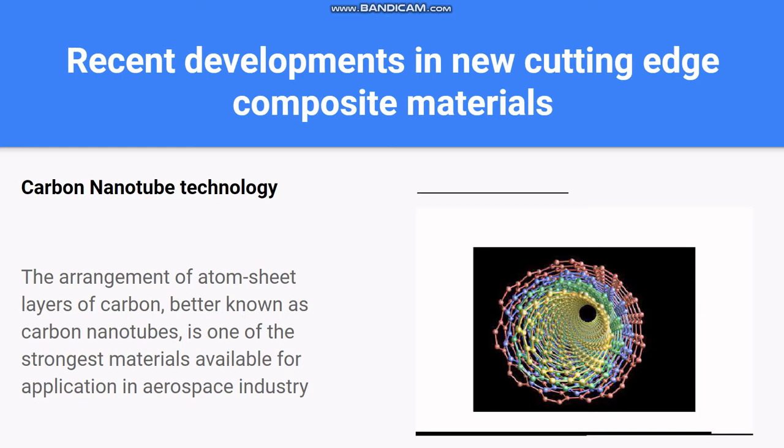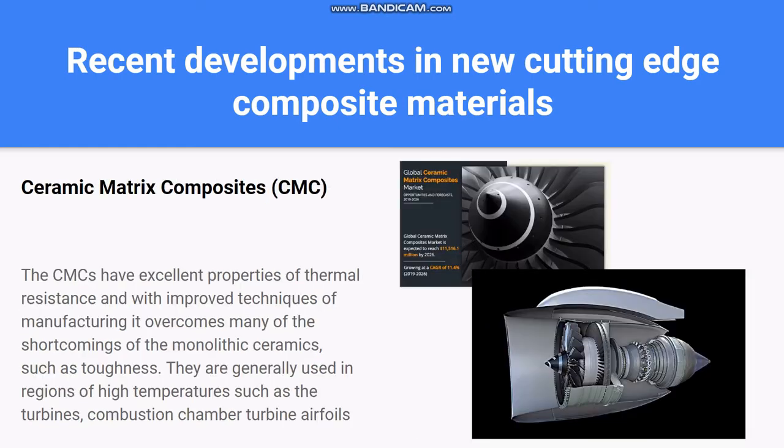There are also ceramic matrix composites, also known as CMC. The CMCs have excellent properties of thermal resistance, and with improved manufacturing techniques, they overcome many shortcomings of the monolithic ceramics that are somewhat used in today's airplanes. They have high toughness and are generally used in regions of high temperatures, such as turbines, combustion chambers, and airfoils, as seen in the picture.